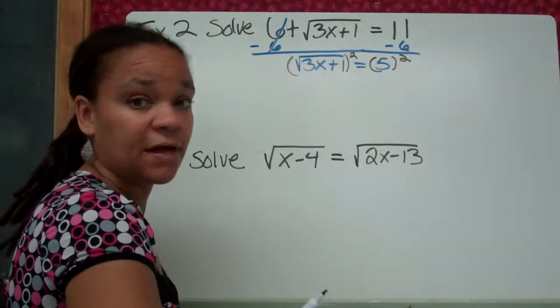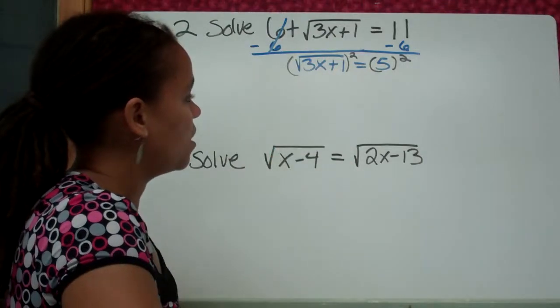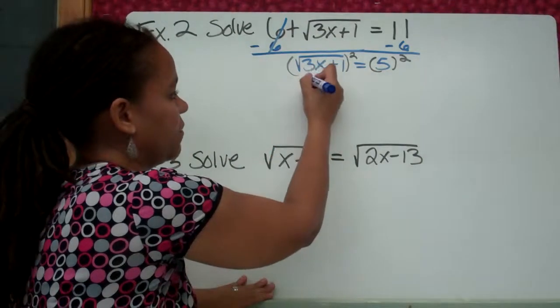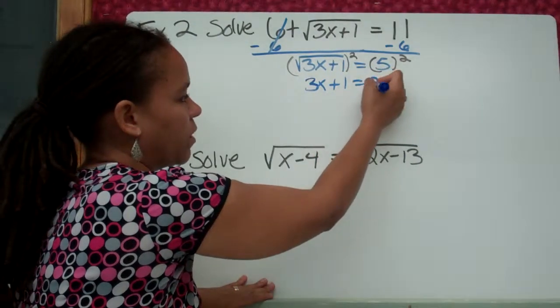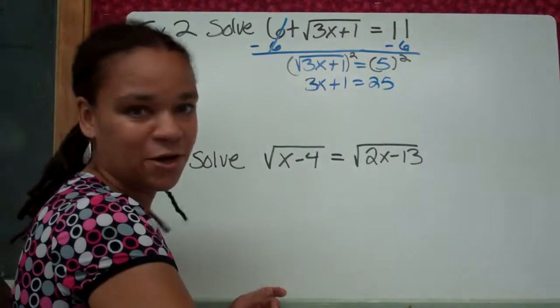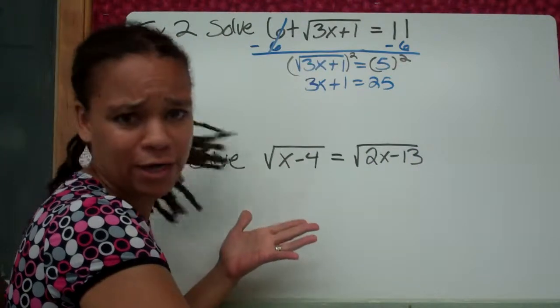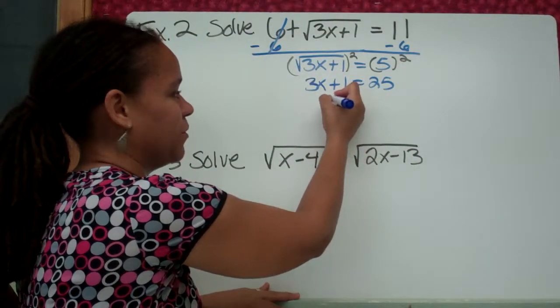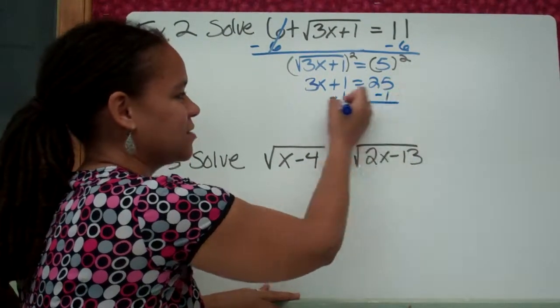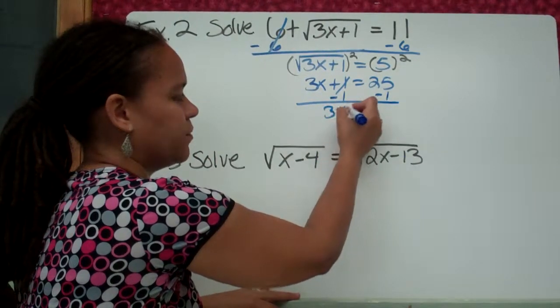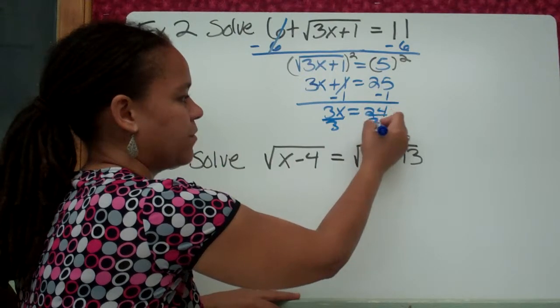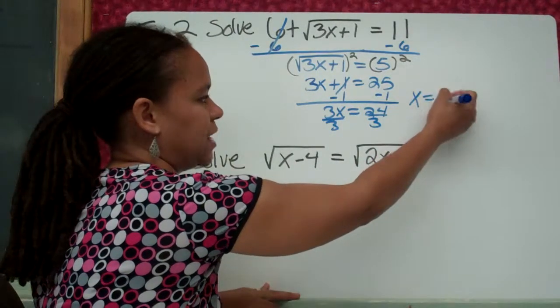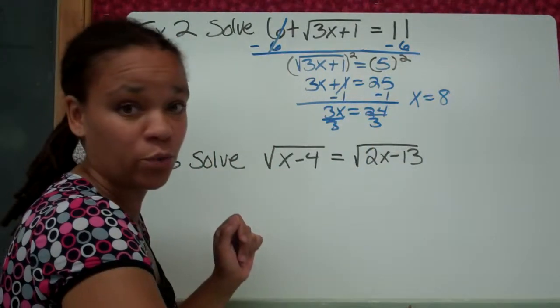By squaring it, that gets rid of the radical sign. And so then we're just left with 3x plus 1 is equal to 25. From here, you should be quick. You're probably already done. So let me just catch up with you. Minus 1 on both sides. 3x is equal to 24. Divide by 3, x is equal to 8. Don't forget to check your work.